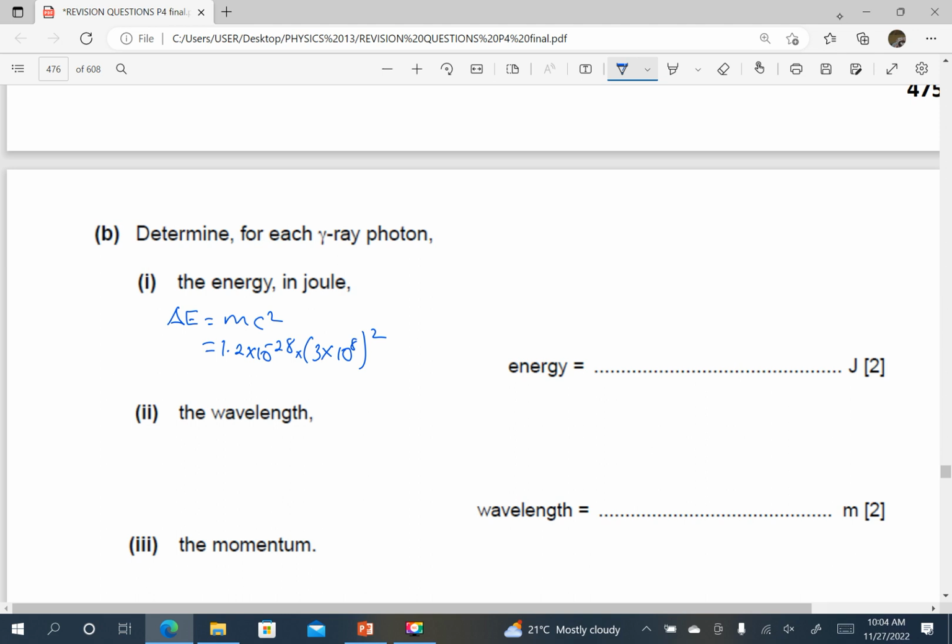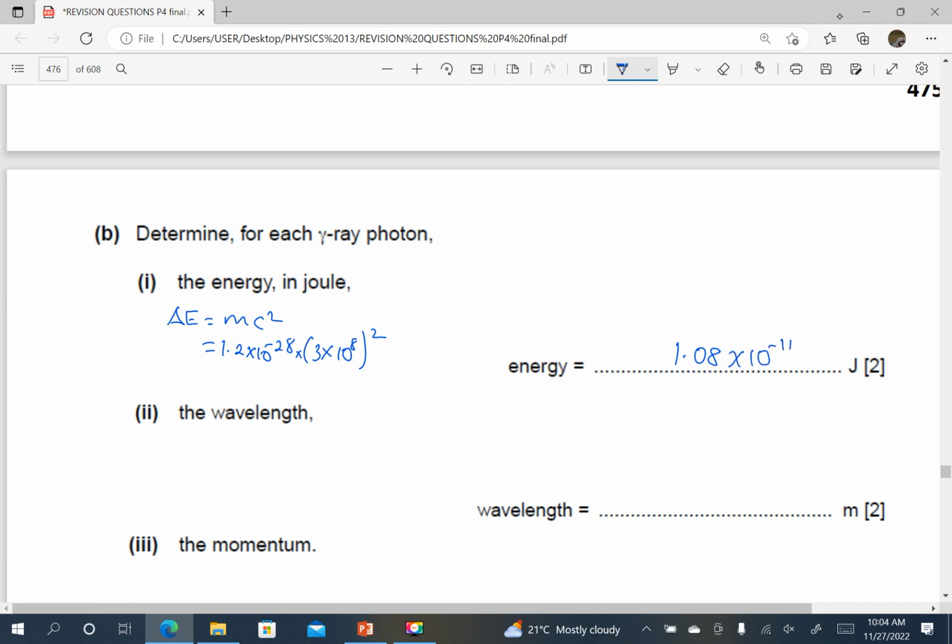Or I can find the total mass and divide the total energy by 2. I can use 2.4 times 10 power negative 28, then I divide by 2. So from my calculator, this is 1.08 times 10 power negative 11.